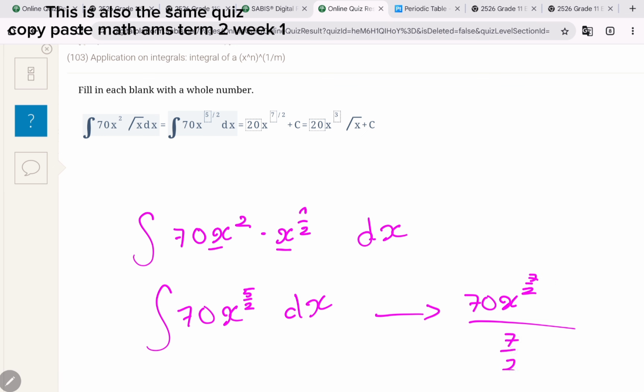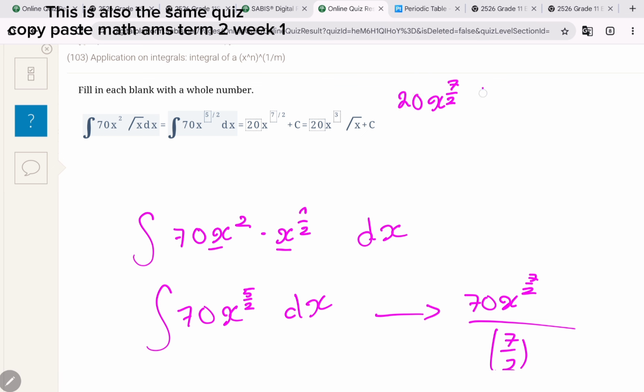Now, 70x to the 7 over 2 times 2 over 7. If you don't know how we did it, we did keep, change, flip, okay? So times 2 over 7. You cancel the 70 and 7. You get 10 over here. 10 times 2 is what? 10 times 2 is 20. So now it's 20x to the 7 over 2. And you don't forget the plus c. Okay, perfect.